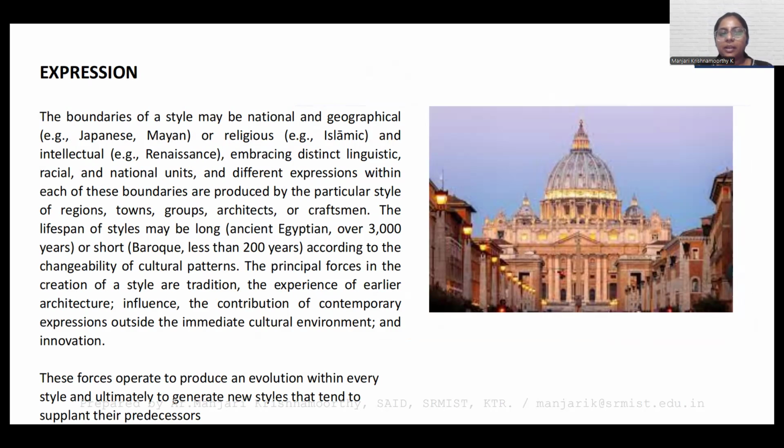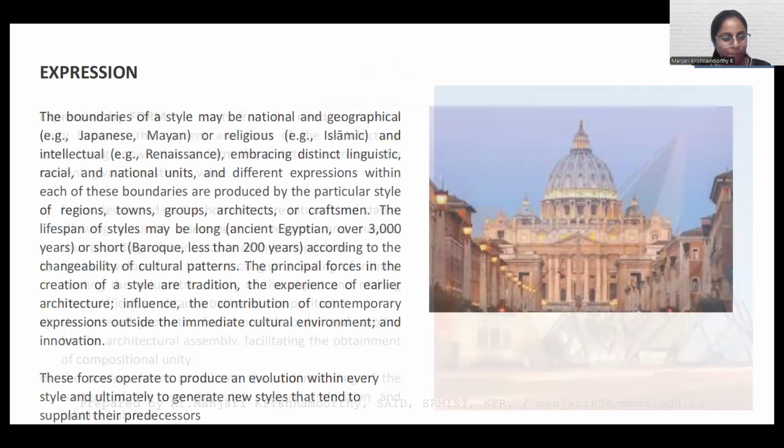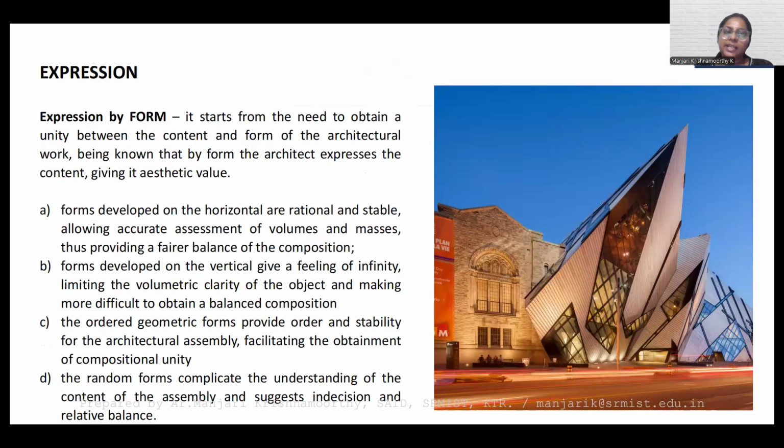It can replicate tradition. It can have an influence on contemporary expression, the cultural environment. It can be of any typical references, where we will also have distinct linguistic racial units, and we will have different expressions towards a region, town, group, architects, or even craftsmen. So expression also has different attributes by form.